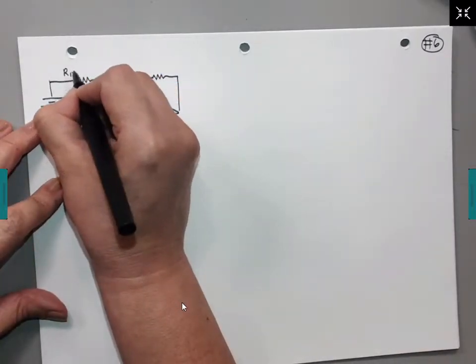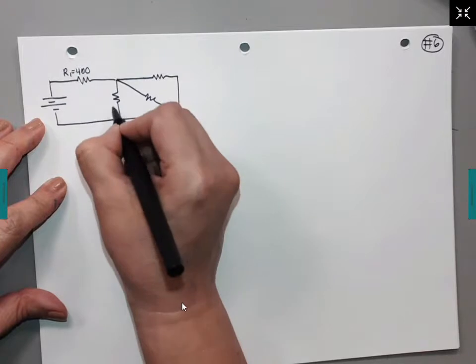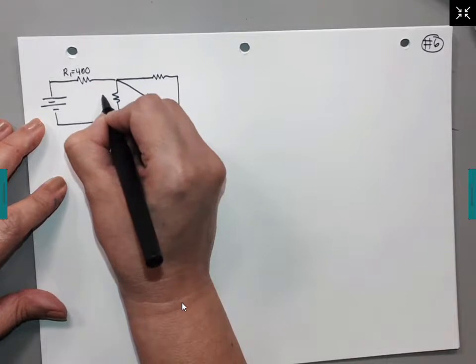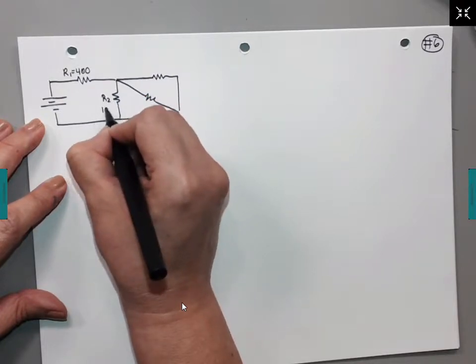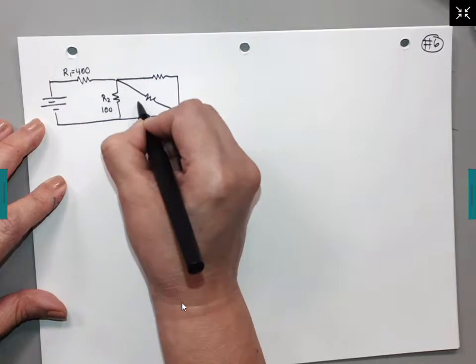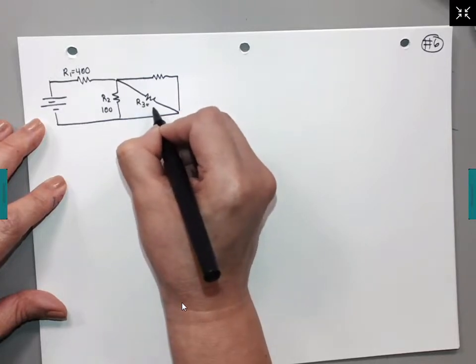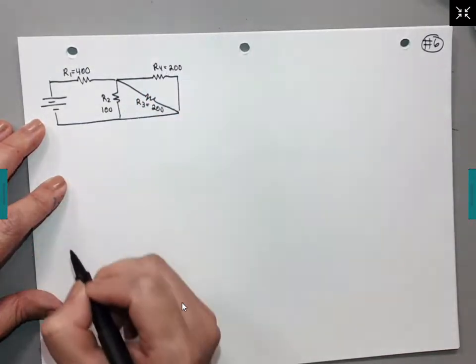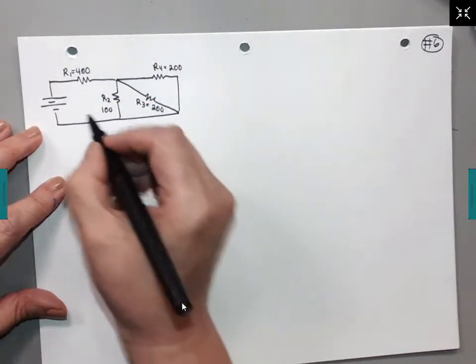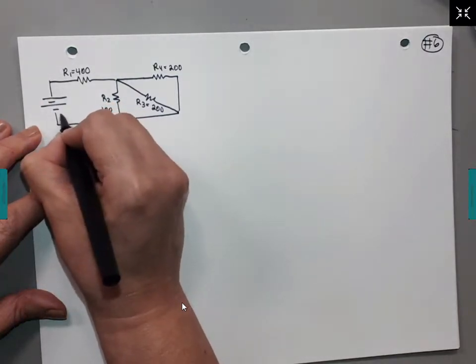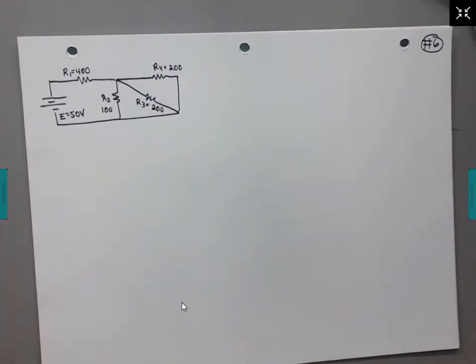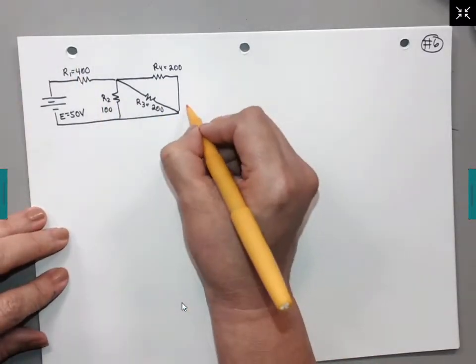Alrighty, R1 is equal to 400. R2 is equal to 100. R3 is equal to 200. And R4 is equal to 200. Alrighty, very good. Voltage is 50 volts. E is equal to 50 volts. Okay, first thing we're going to do is find out who is in series based on my little guy.